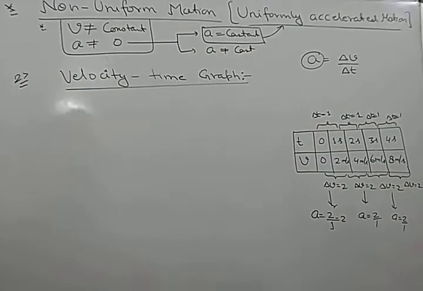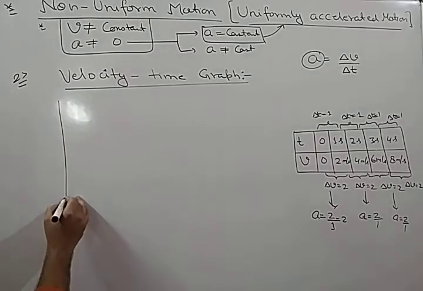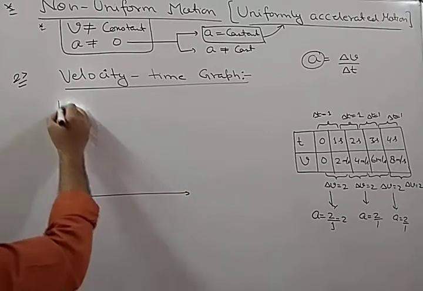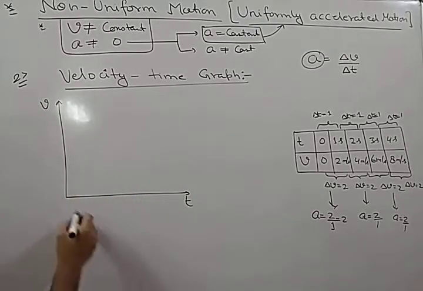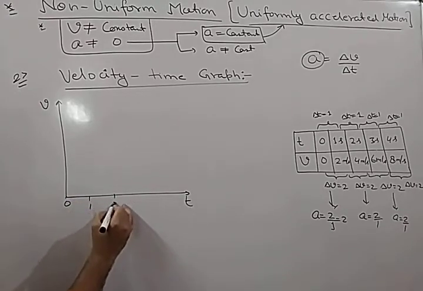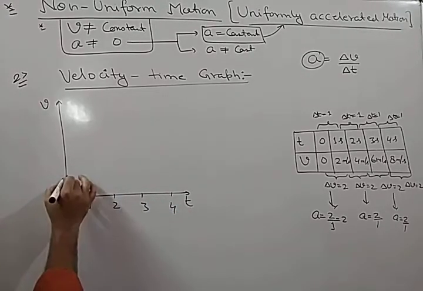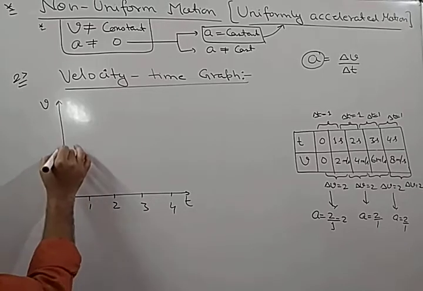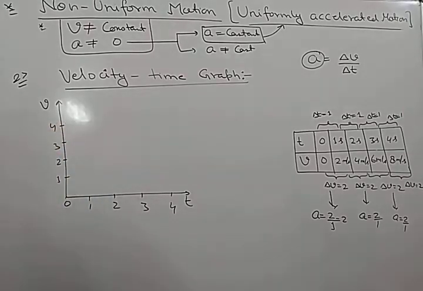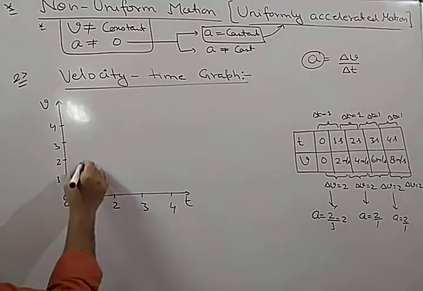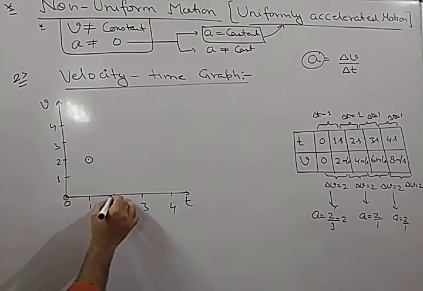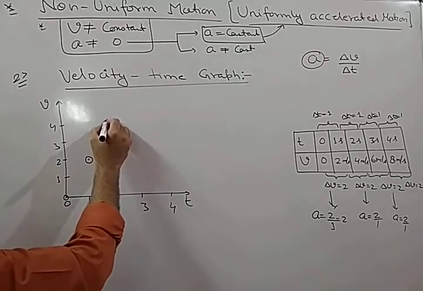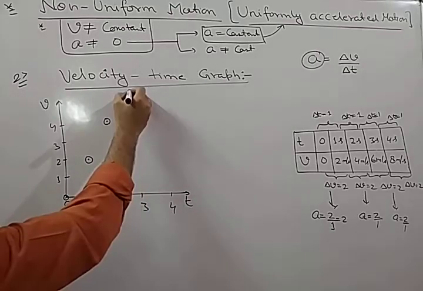Now if we draw the graph of this particular situation, this is just an example. So we are drawing the graph of velocity and time. So let us take 0, 1, 2, 3 and 4 seconds. Their velocity is 1, 2, 3 and 4. So at t equal to 0, velocity is 0. At t is equal to 1, velocity is 2. Then at t is equal to 2, velocity is 4. Then at t is equal to 3, velocity will be 6.